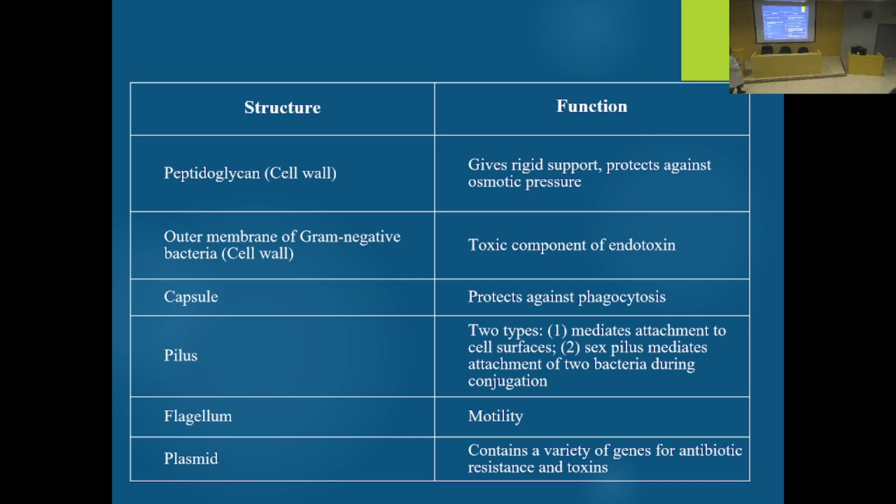Now coming to structure and function, I think most of you know this, because this is a continuation of year 1. Peptidoglycan gives support, and the outer membrane, especially the endotoxin, is a toxic component. Then there is a capsule which protects the bacteria against phagocytosis. Pili, there are two types. One helps in the attachment of the bacteria to the host cell. Second, it plays a role in conjugation. Do you remember conjugation? What is conjugation?